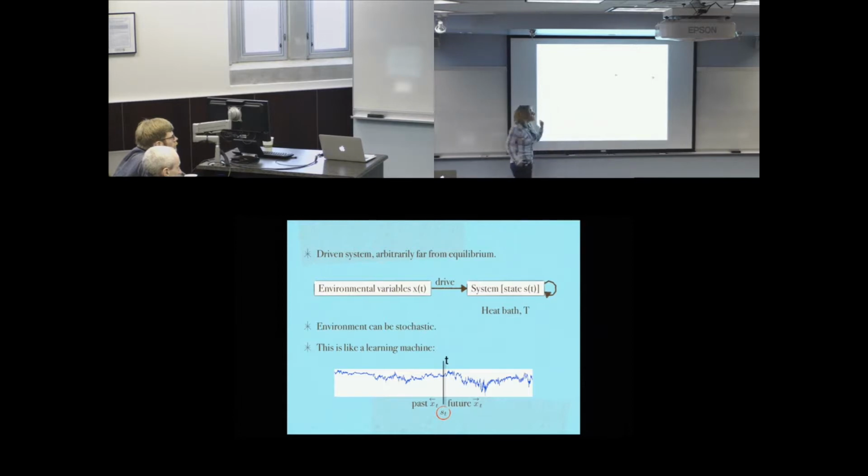Now, here's an important difference to the theory that I developed previously. In the previous theory, the environmental variables are set by the experimenter, so you have complete control over them. They're a deterministic function, you know them. But let them be stochastic, because if we want to think about a biological system, that system would be sitting in some kind of stochastically fluctuating environment. So let the environmental variables be stochastic themselves, not just the system. And then suddenly this looks a lot like a learning machine, right?